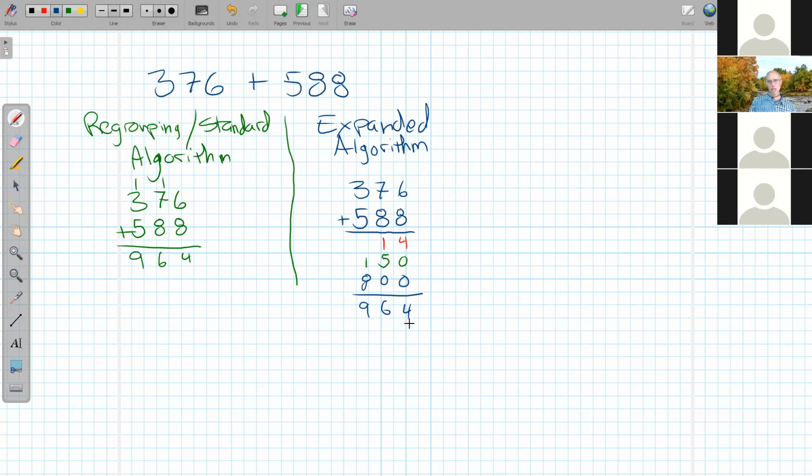So that's the expanded addition. Nothing gets carried, everything comes down below. And then instead of doing the carrying as we go, we just do that at the end. So at the end, we take the 1 and the 5 to get the 6, the 1 and the 8 to get the 9. And it's a nice way, some kids like it.